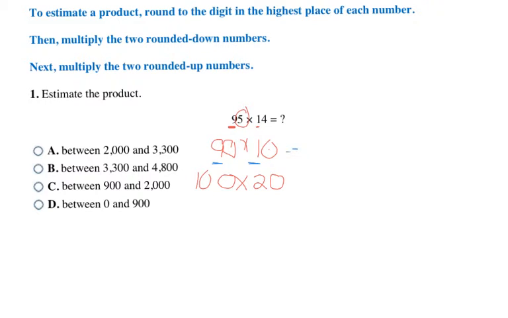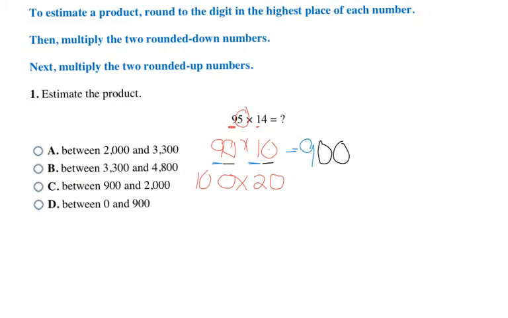9 times 1 is 9. And then I just count the zeros. So there's 2 zeros here. So I add 2 zeros onto the 9, and so that's 900. So that means this product is going to be bigger than 900.